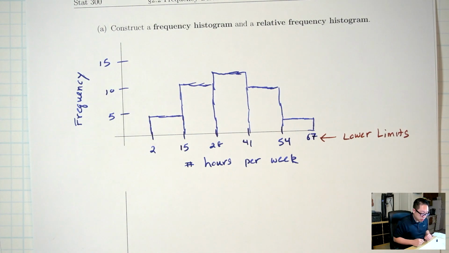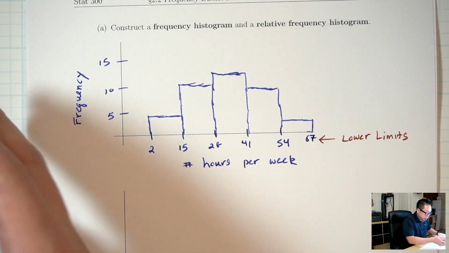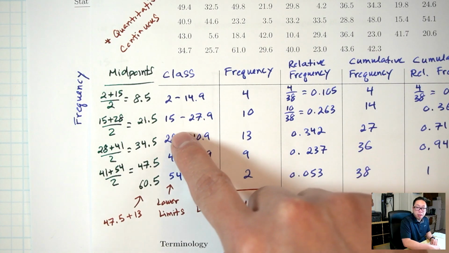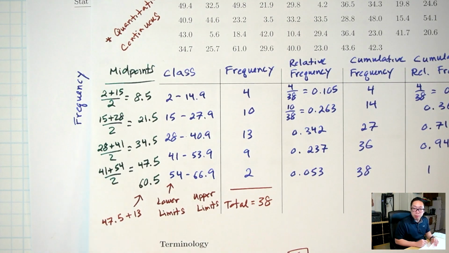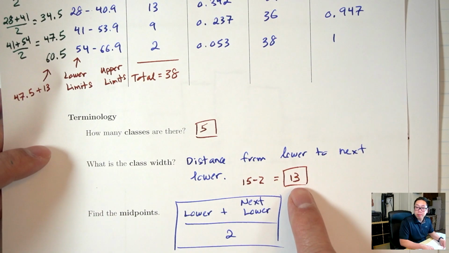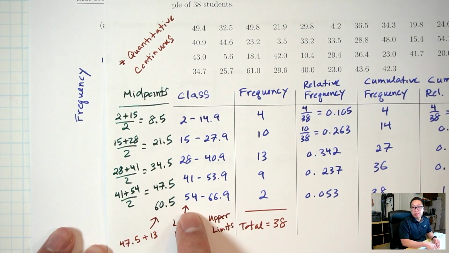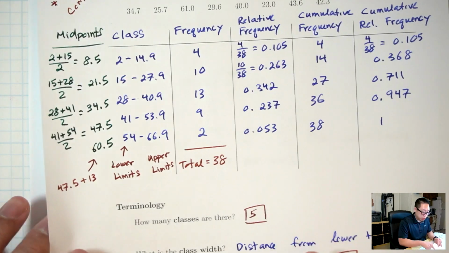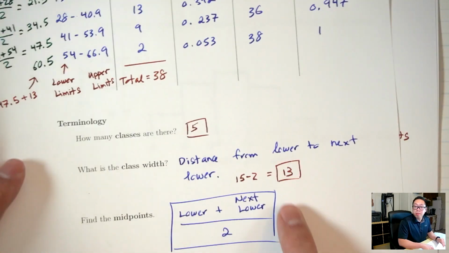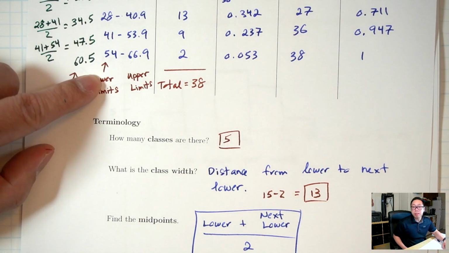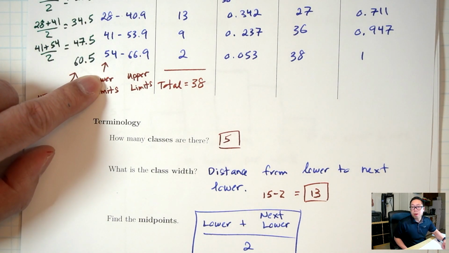Okay, another way to get that is all my lower limits, 2 to 15, 15 to 28, all my lower limits, remember, are going up by the class width. So all I need to do to get the next lower limit is to add 54 plus 13. 54 plus the class width should give me the next lower limit, which is also 67.